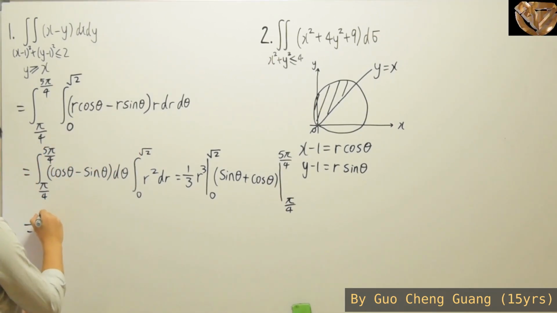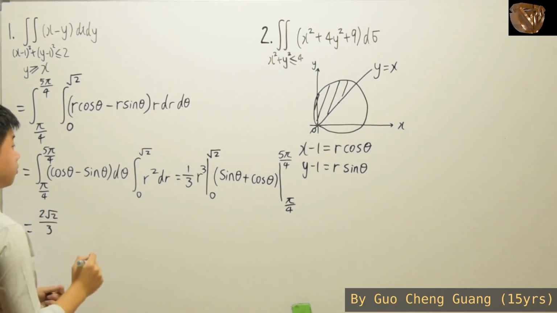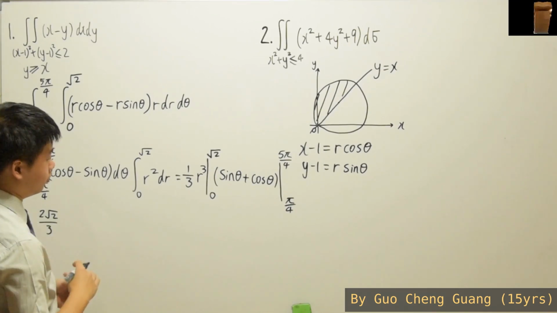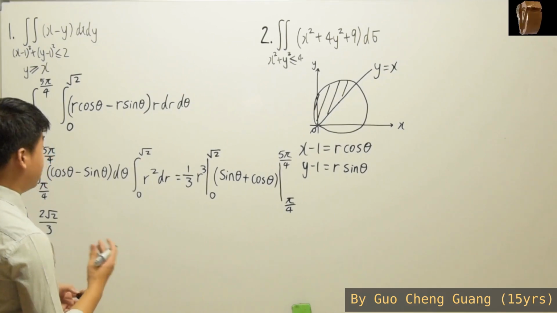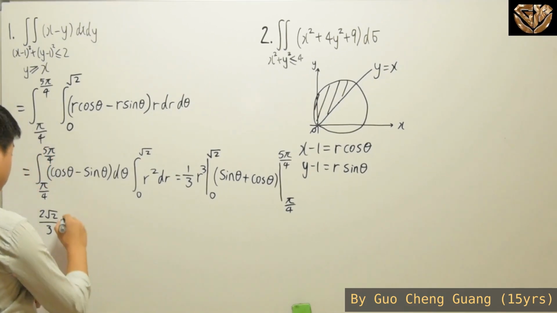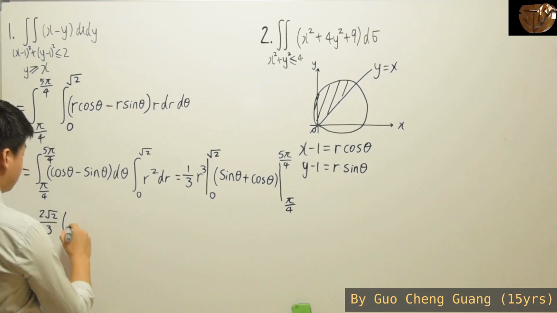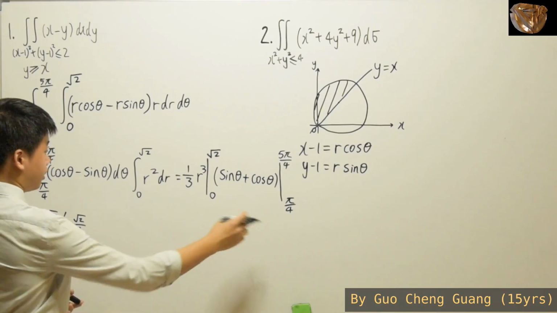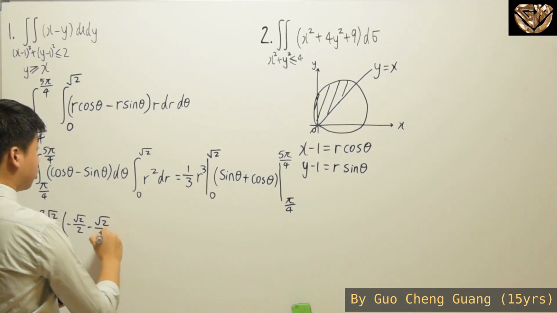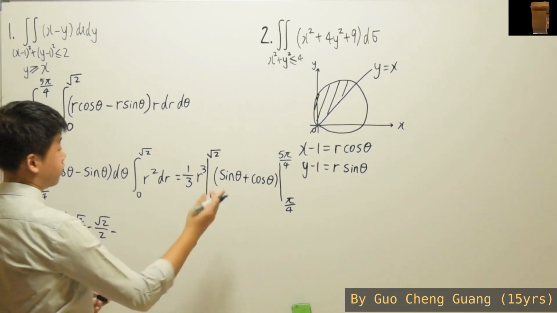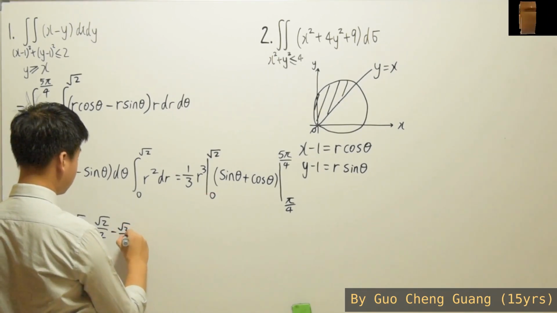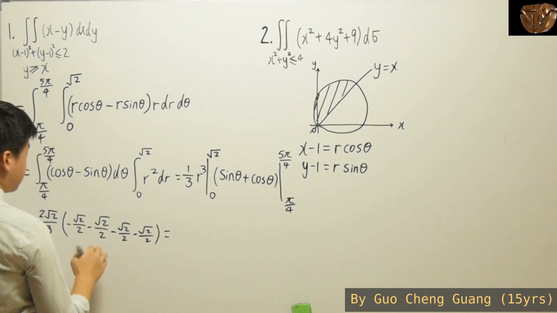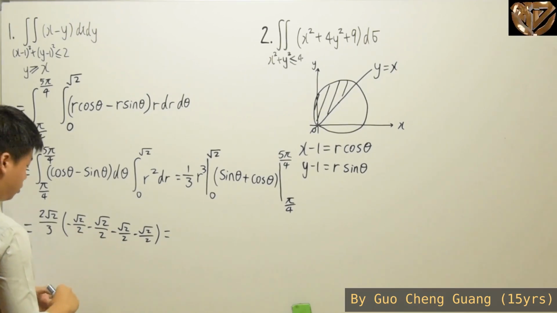Next, you'll have 2 square root 2 over 3 times the bracket. Now, what is sine 5 pi over 4? Since it is in the third quadrant, it is negative, so this is negative square root 2 over 2, and then minus square root 2 over 2. The same thing goes for cosine. In the third quadrant, cosine is negative, so you have to minus square root 2 over 2, and then minus another square root 2 over 2. So you have 4 of these square root 2 over 2's.